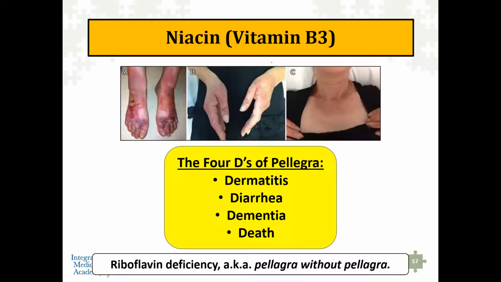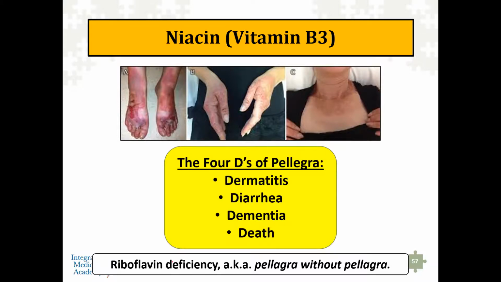Now, niacin deficiency is called pellagra, and it's often termed with what's called the four D's of pellagra. And these are very serious disorders linked to this: dermatitis, diarrhea, dementia, death.